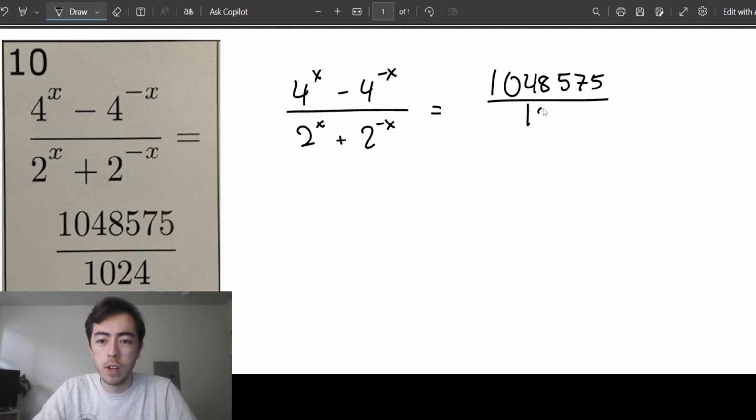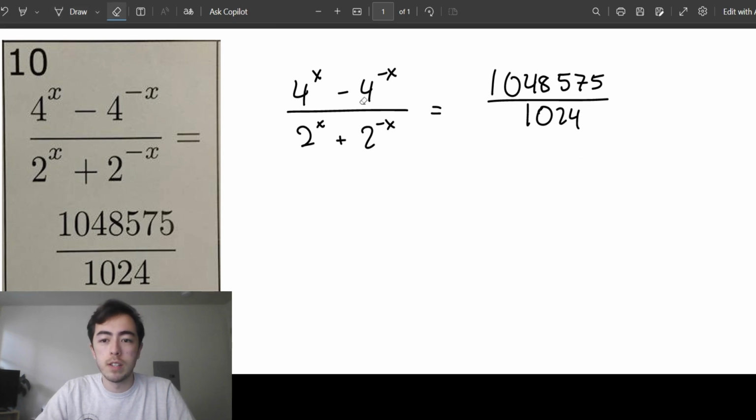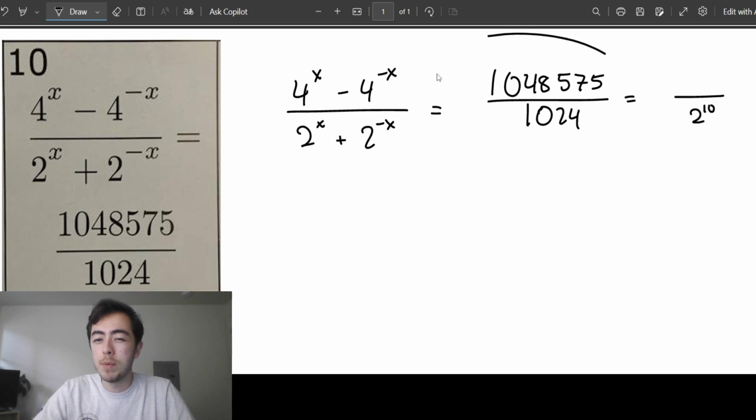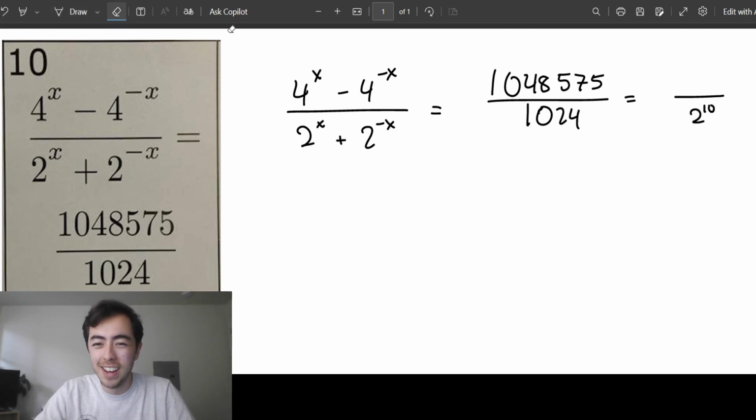1,048,575 over 1,024. Now I do recognize this number, I just know that this is 2 to the power of 10. And this top number is suspicious to me. I think it's another kind of special number here, but I'm not quite sure yet.